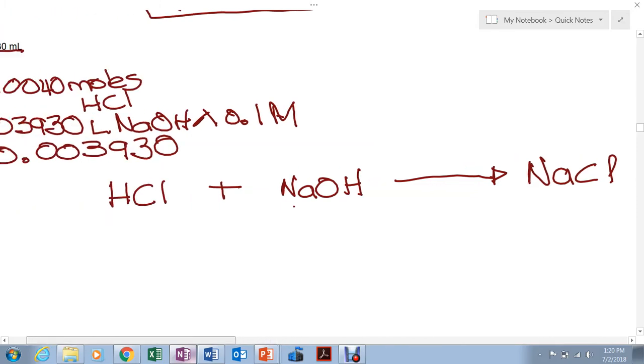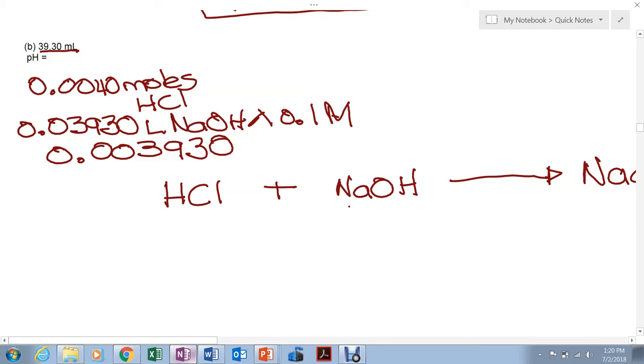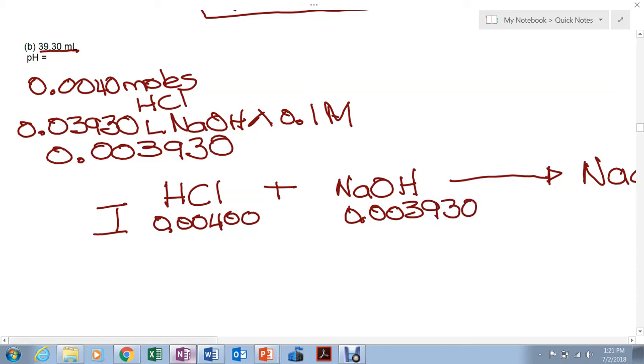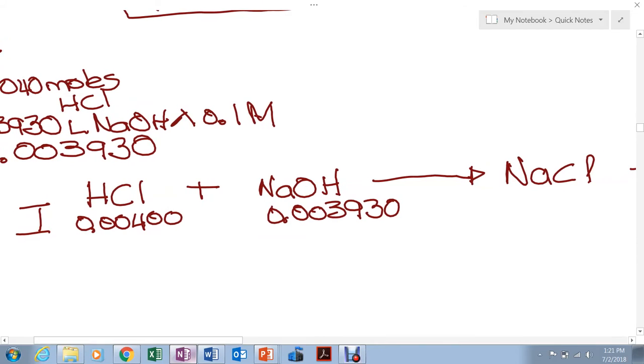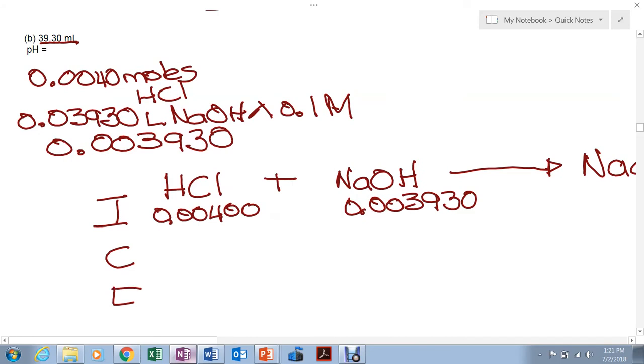So initially, let's put it at 0 before you start. Here you got 0.0040. Here you added 0.003930. I don't know if you understand what I'm talking about adding the volume. Instead of putting this from the beginning, from the starting point, you can start adding, but I do not recommend you do that. It's going to be a mess. In fact, I don't think the book does that.